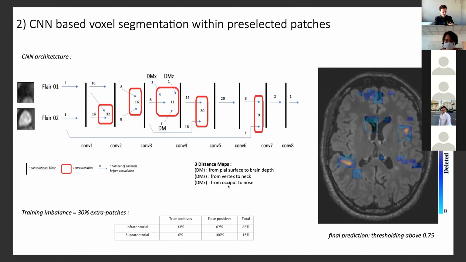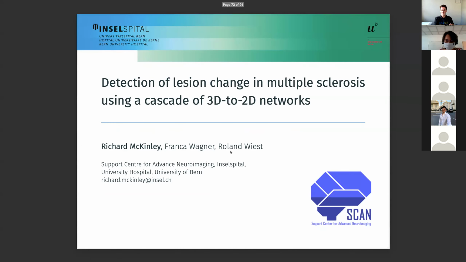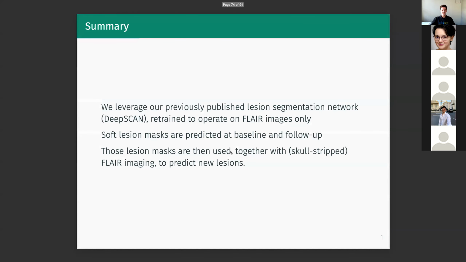It's great to be here with you. I was also one of the teams that was competing in Athens in 2016, so I'm very happy to be back with you again. I am representing the team from the Support Center for Advanced Neuroimaging, which is a group in the University Hospital, the University of Bern. And our method is called detection of lesion change in multiple sclerosis using a cascade of 3D to 2D networks.